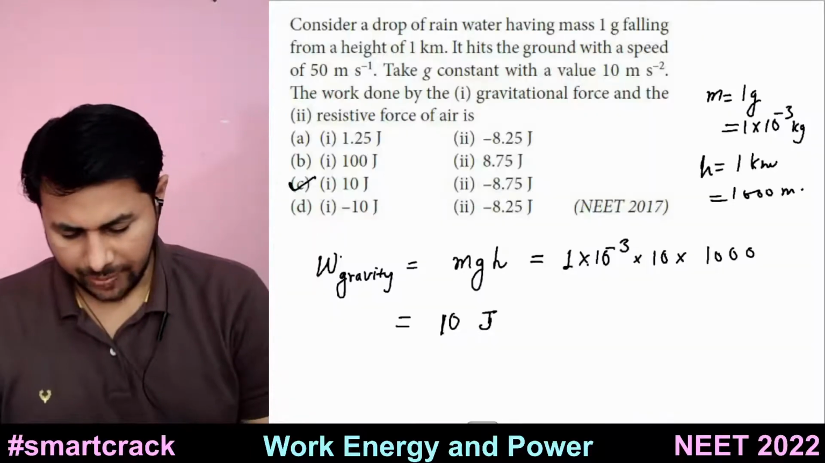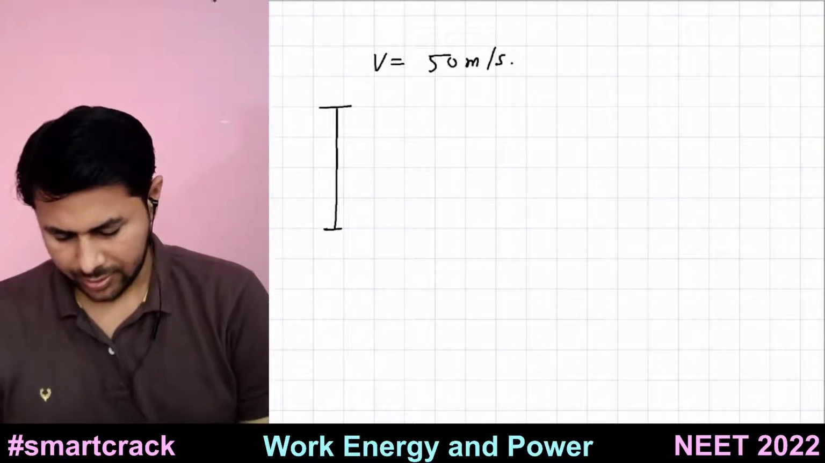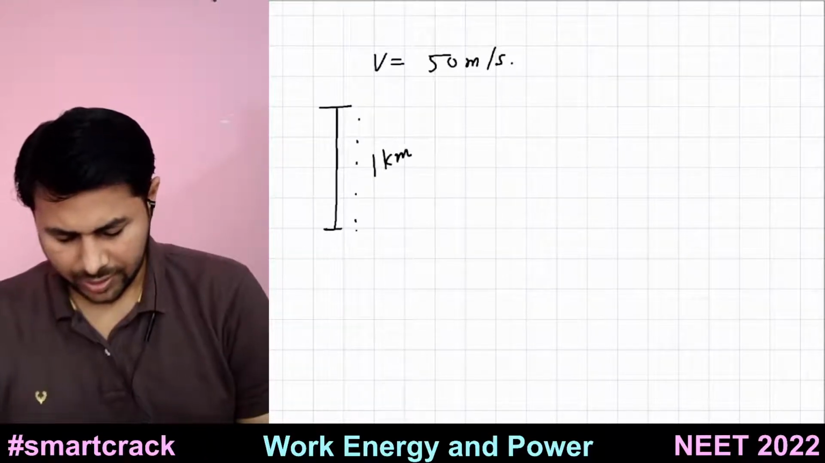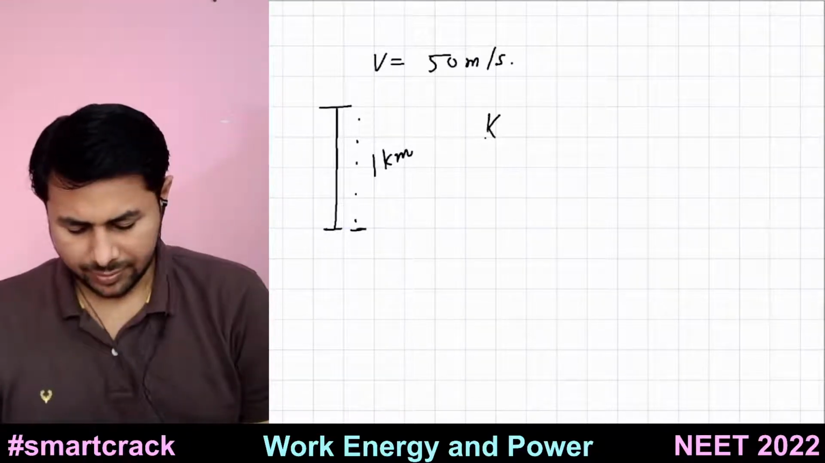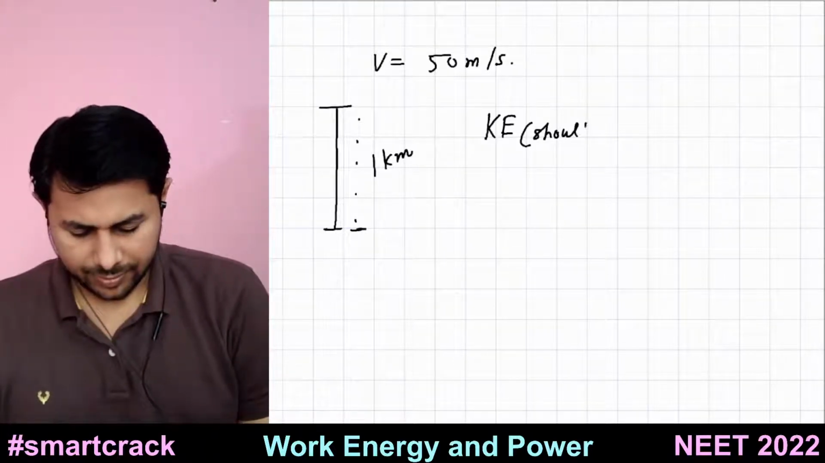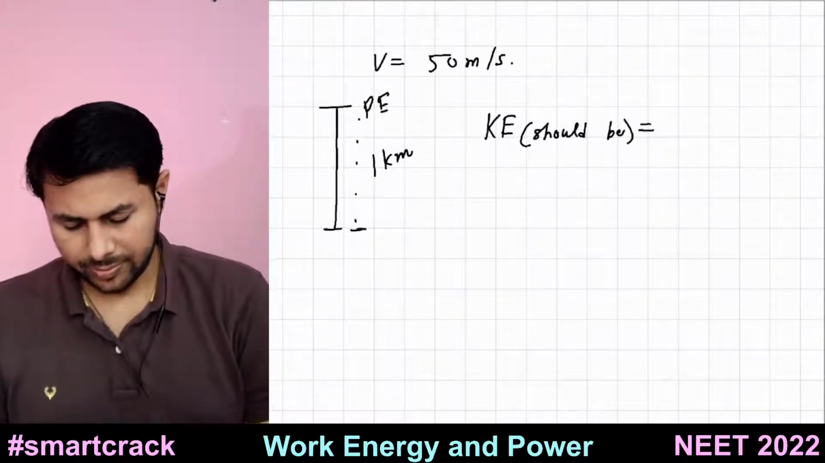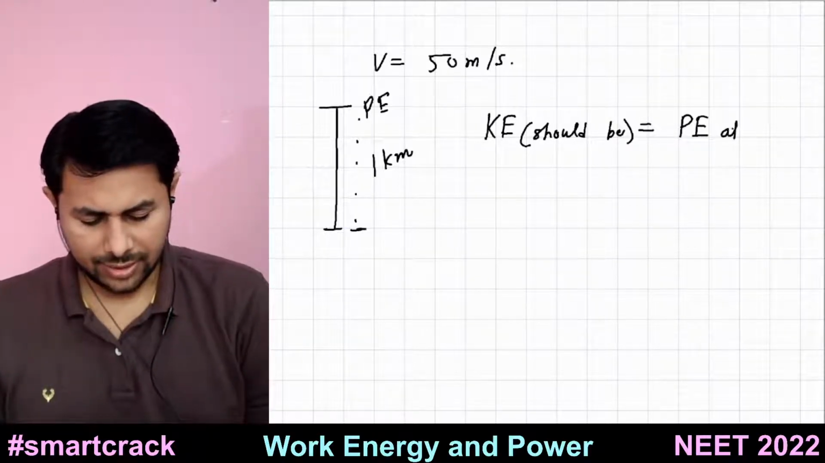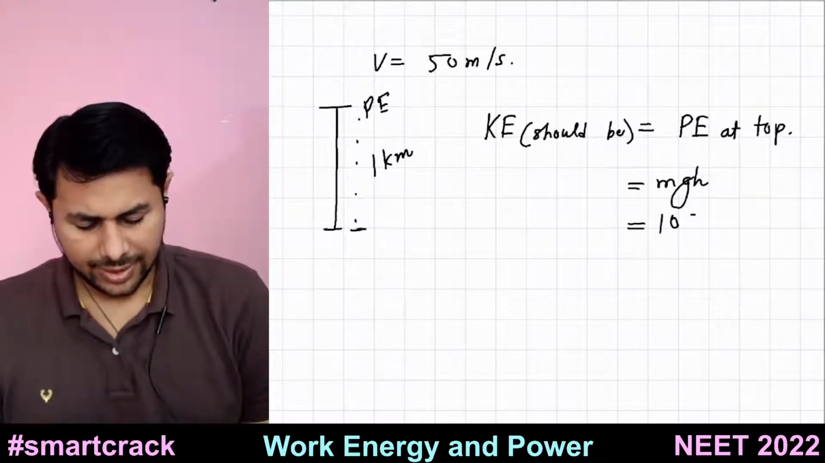But if an object falls from a height of 1 kilometer, then how much should be its kinetic energy at this point? So K should be equal to the potential energy at the top, if there is no resistive force. And that is equal to what? mgh, that's 10 joules.